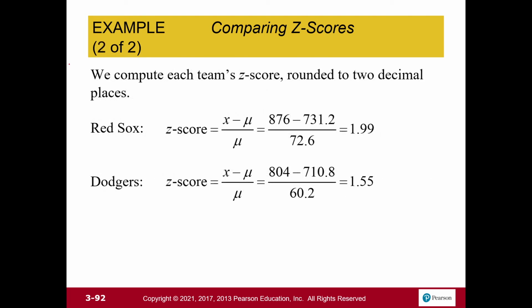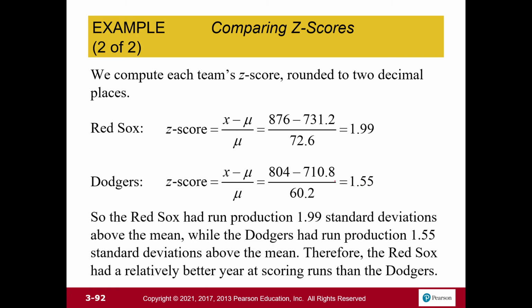Well, the first thing we're going to do is compute the z-score. So we subtract the mean, 731.2, from the 876, divided by the standard deviation, and we get 1.99. For the Dodgers, we do it and calculate 1.55. So the Red Sox had run production 1.99 standard deviations above the mean, while the Dodgers had run production 1.55 deviations above the mean. Therefore, the Red Sox had a relatively better year at scoring runs than the Dodgers.